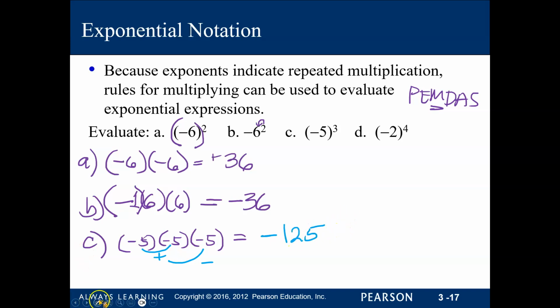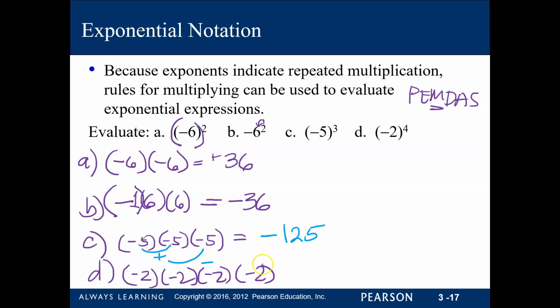All right? And then the last example, we have negative 2 to the fourth power. If you expand it, you just multiply negative 2 four times by itself, okay? So negative times negative, positive. Positive times negative, negative.